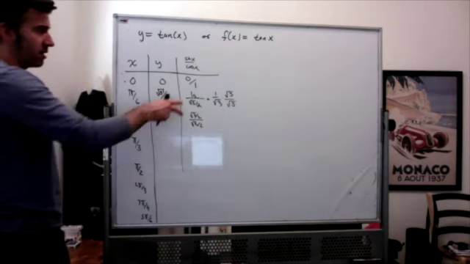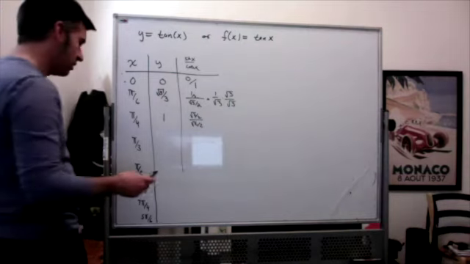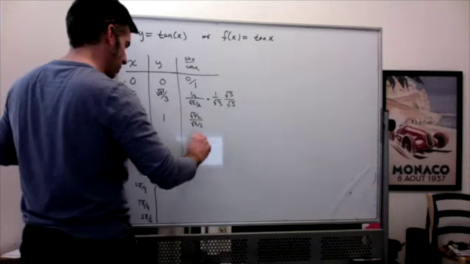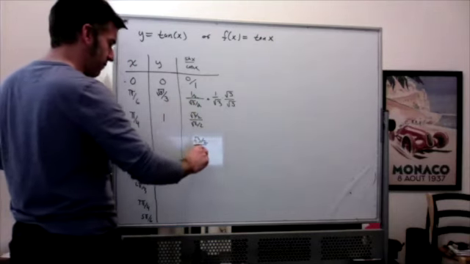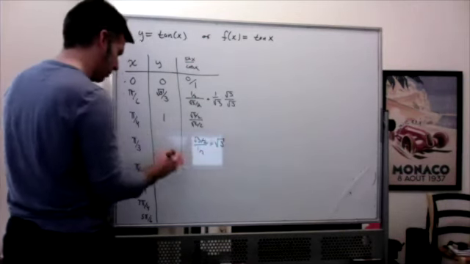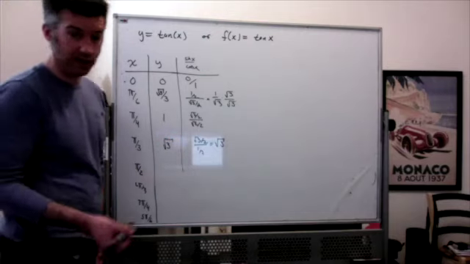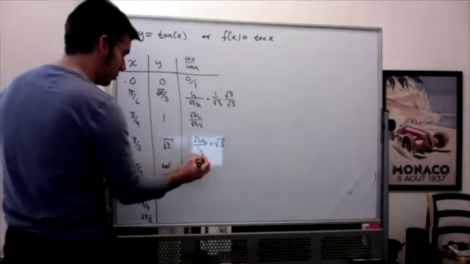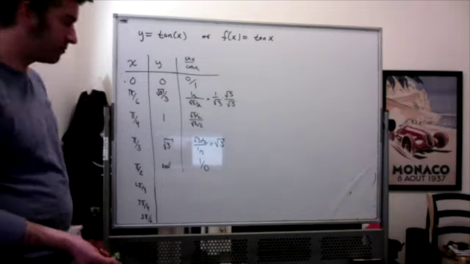For pi over 3, sine and cosine switch values from pi over 6. Sine of pi over 3 is root 3 over 2. Cosine of pi over 3 is 1/2. The 2's cancel, and root 3 over 1 is just the square root of 3. And finally, tangent of pi over 2 is undefined. Sine is 1, cosine is 0, and 1 divided by 0 is undefined.